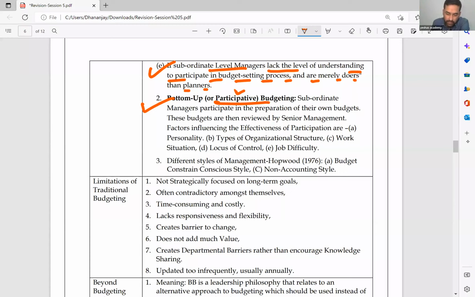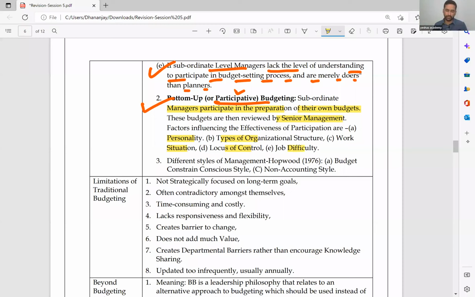Subordinate managers participate in the preparation of their own budget. Every department will come and set a target for themselves, and give budgeted data to the top management. These budgets are then reviewed by senior management. Factors influencing the effectiveness of participation are personality, type of organization structure, work situation, locus of control, job difficulty. Obviously, it is easy in a textbook to write that participative budgeting is always good. Everybody is setting their own target and the company is not forcing anything.